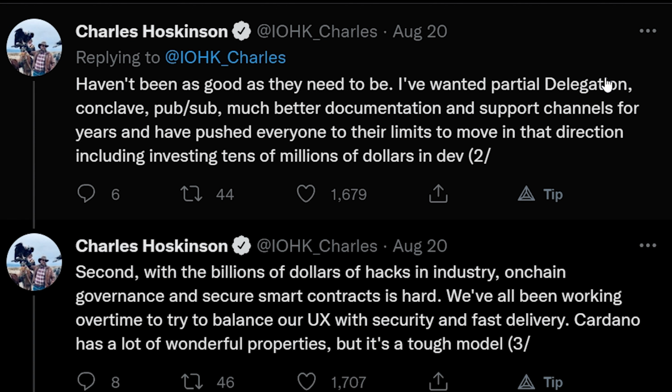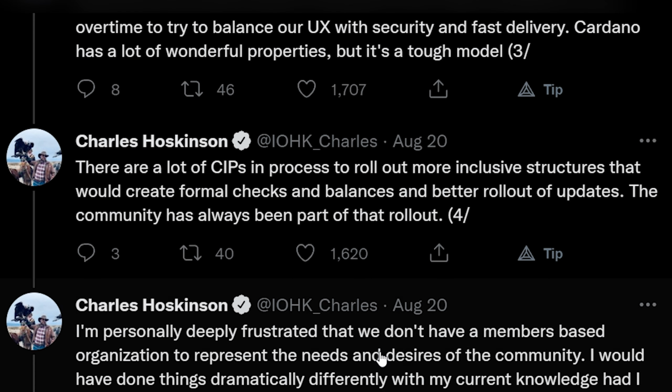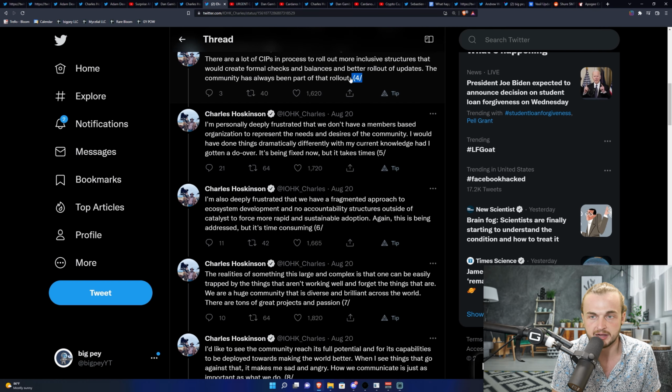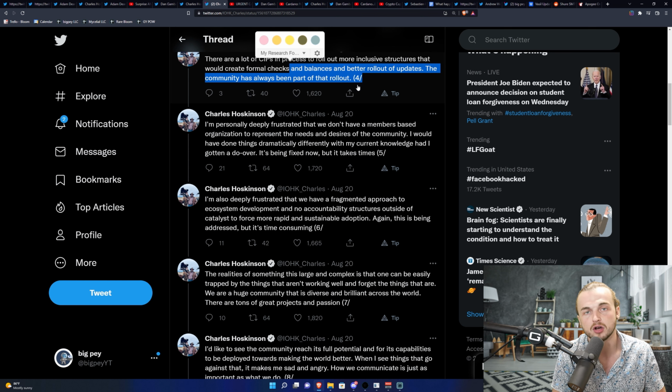Second, with the billions of dollars of hacks in this industry, on-chain governance and secure smart contracts is hard. I can agree with that. We've all been working overtime to try to balance our user experience with security and fast delivery. Cardano has a lot of wonderful projects, but it's a tough model. There are a lot of CIPs in process that roll out more inclusive structures that would create formal checks and balances and better rollout of updates. The community has always been a part of that rollout. And I'd have to agree with them there because, for us to hard fork, 75% of stakepool operators have to be on the new node version to hard fork. So it really is SBOs having that choice there.